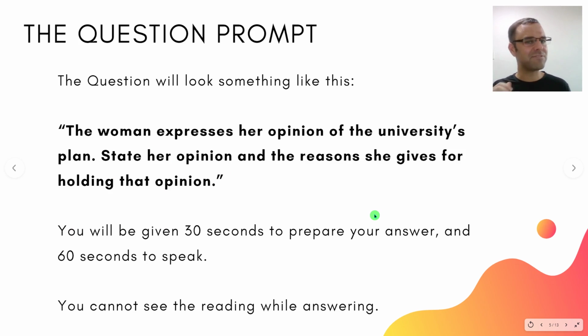All right, the last thing I have to say about the question design is the prompt itself. After you read the announcement and you listen to the conversation, the question comes up on your screen and it looks something like this. The woman expresses her opinion of the university's plan. State her opinion and the reasons she gives for holding that opinion. You'll be given 30 seconds to prepare your answer and 60 seconds to speak. Note, you cannot see the announcement when you're preparing or when you're speaking. After it goes away, it does not come back. So take some good notes.